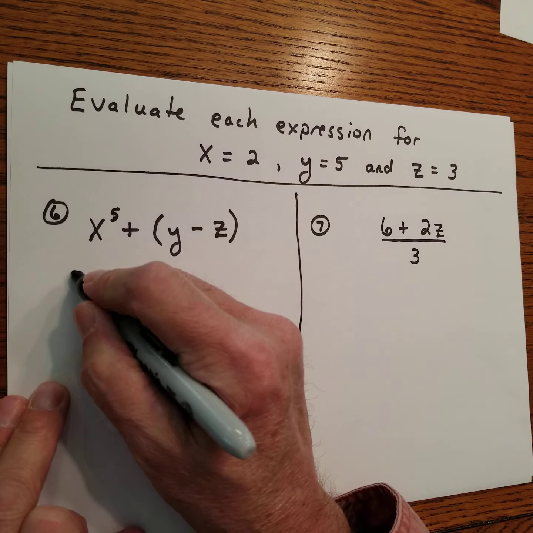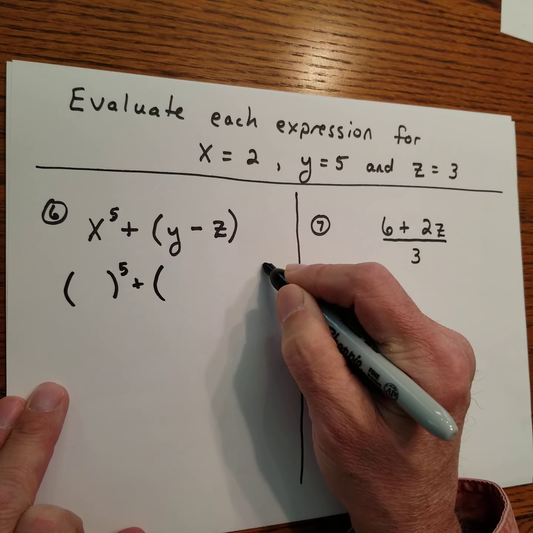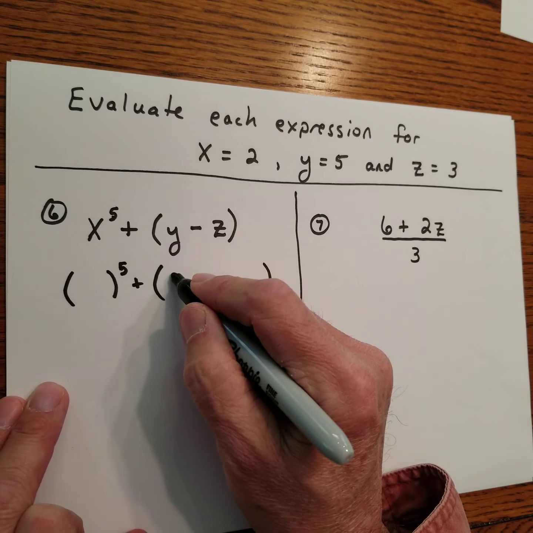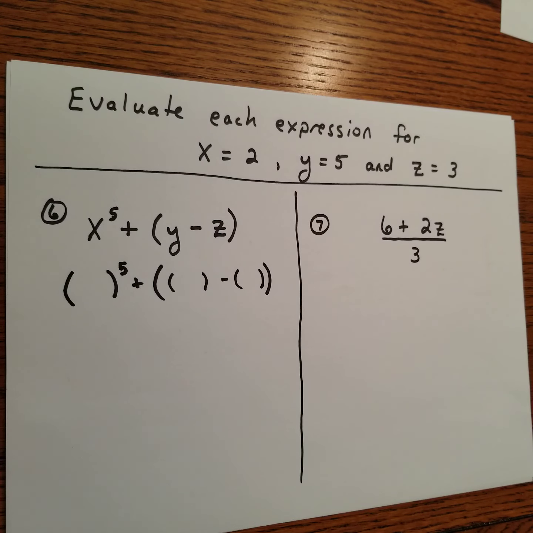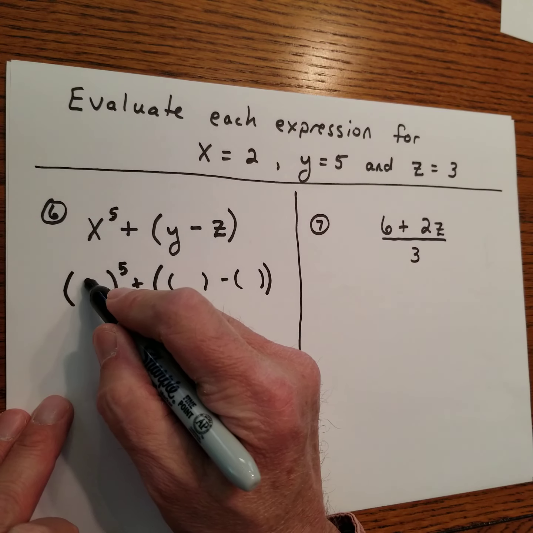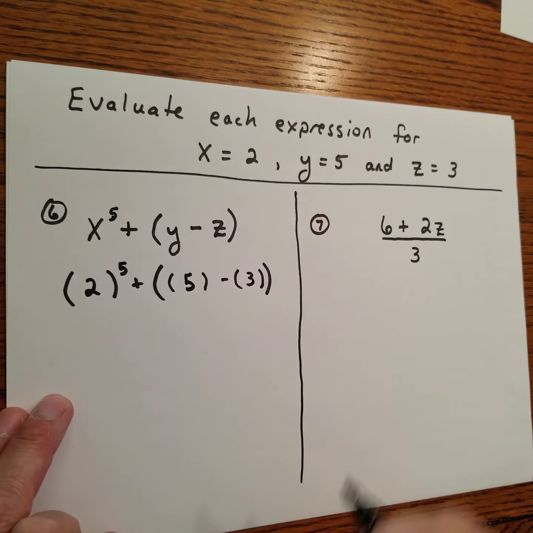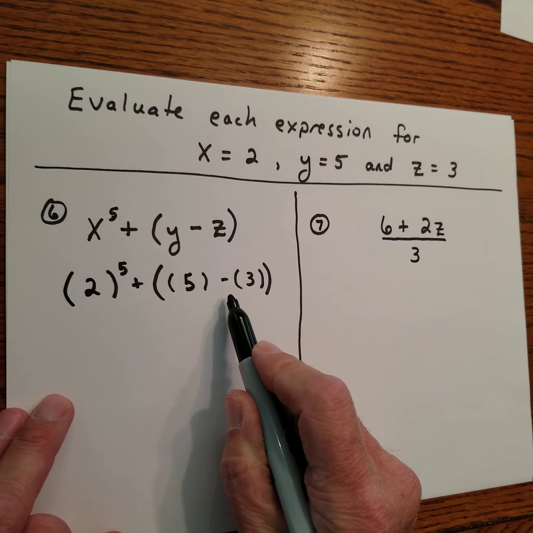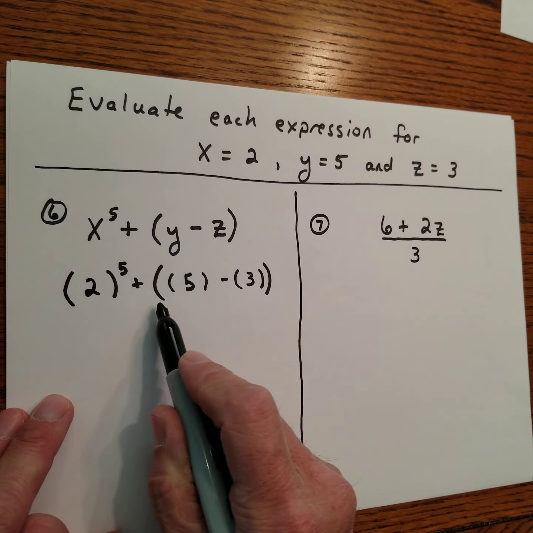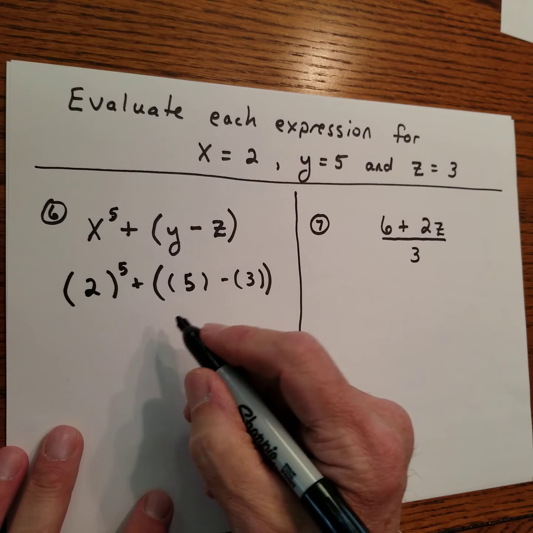Number 6 says x to the 5th power plus (y minus z). That's a lot of parentheses. X is 2. Y is 5. Z is 3. Now let's think PEMDAS. I see an exponent, addition, subtraction, and a grouping symbol, the parentheses. I know the parentheses have to happen first. The grouping symbol has to happen first.